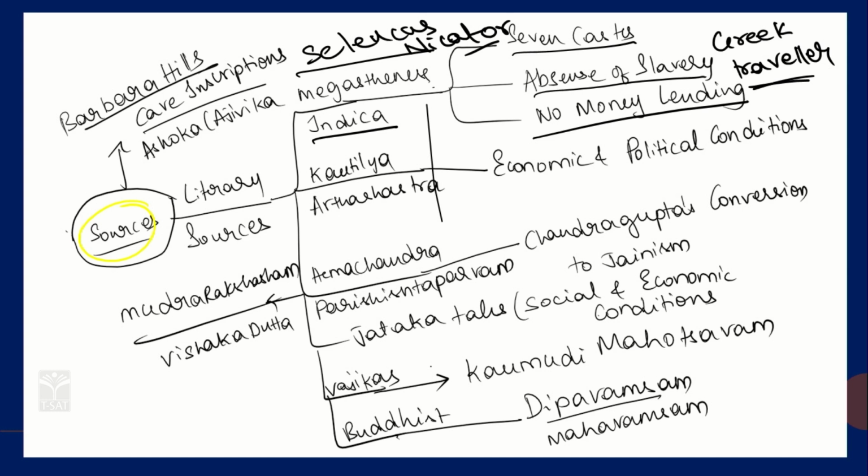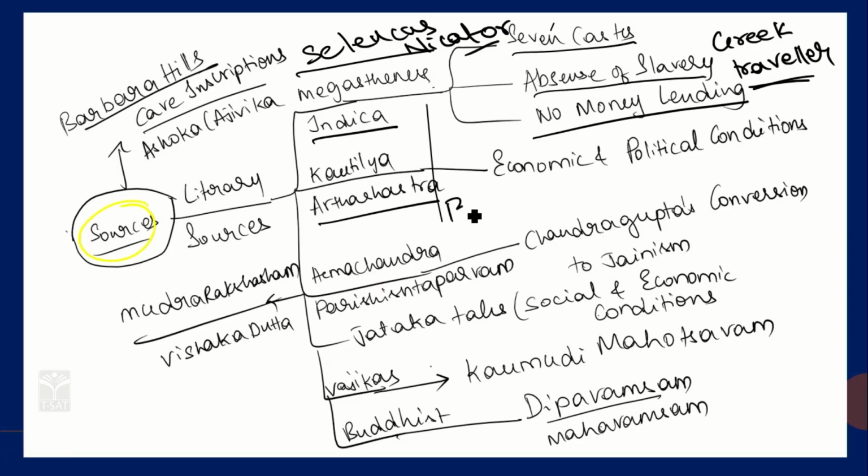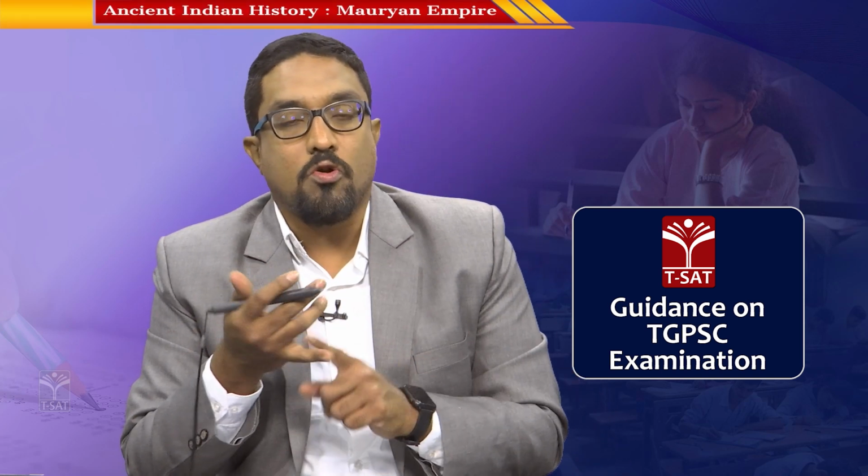That does not mean that there was no money lending. Megasthenes probably did not understand the society. Similarly, another important source is the Arthashastra, the book of statecraft, which talks about the economic and political conditions of the Mauryan state. This was written by Kautilya. Kautilya is also called Chanakya or Palibrotus.